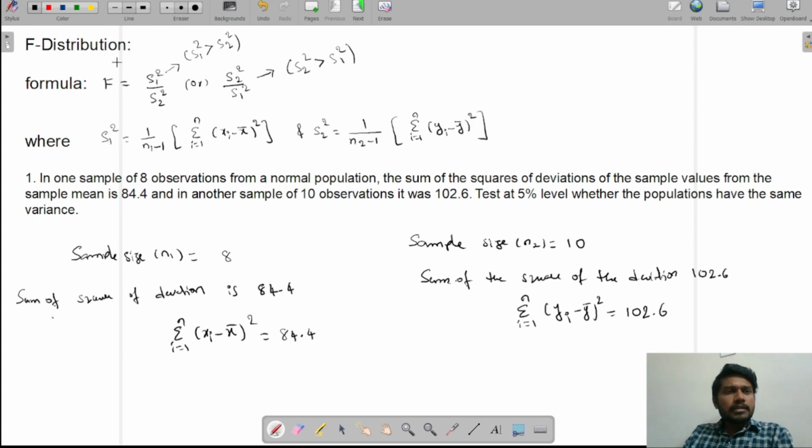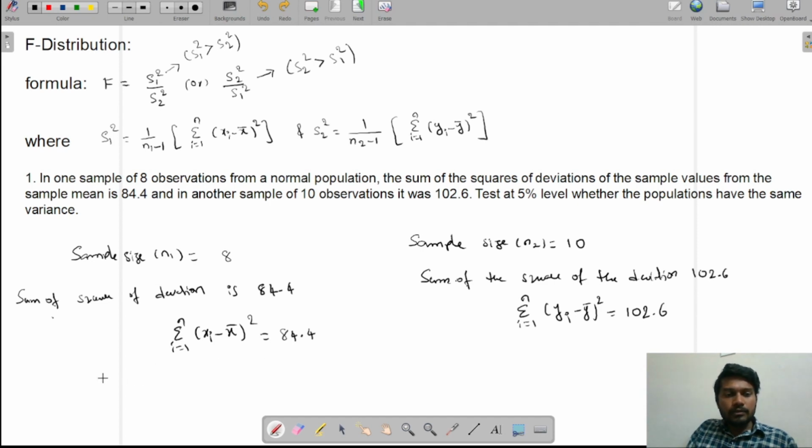So now coming to the solution. To solve this capital F distribution, we require the values of S1 square and S2 square. Is it correct or not? In my question here, does he give the values of S1 square and S2 square? No, right? So what do I have to do now? I have to find the value of S1 square and the value of S2 square. Then I can solve it, right?